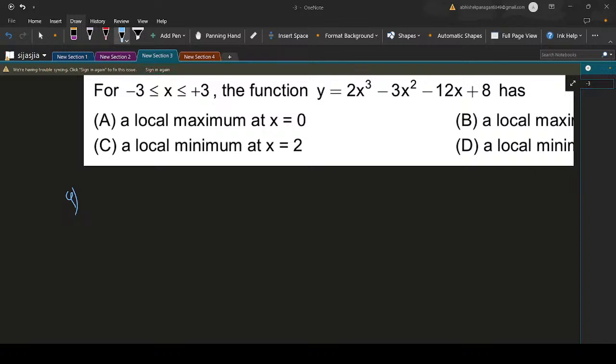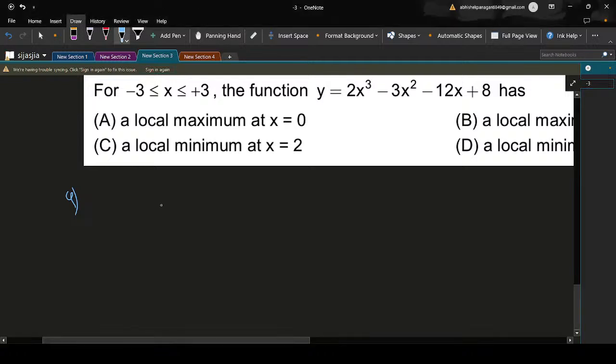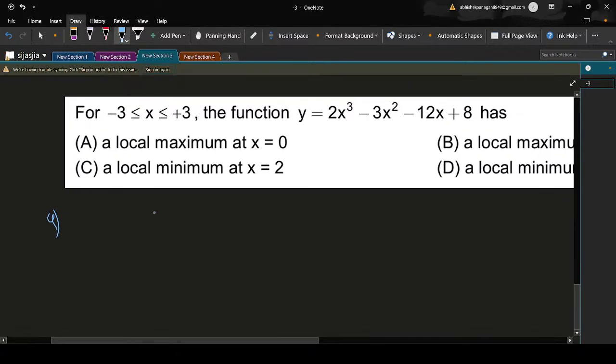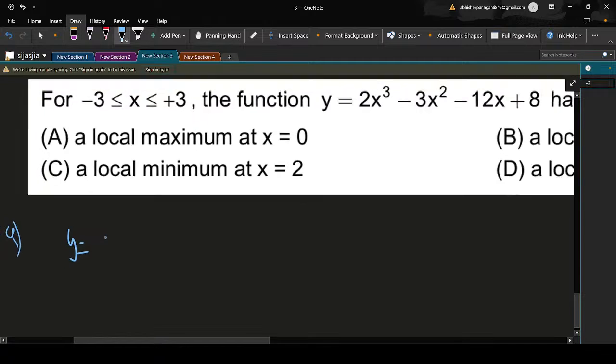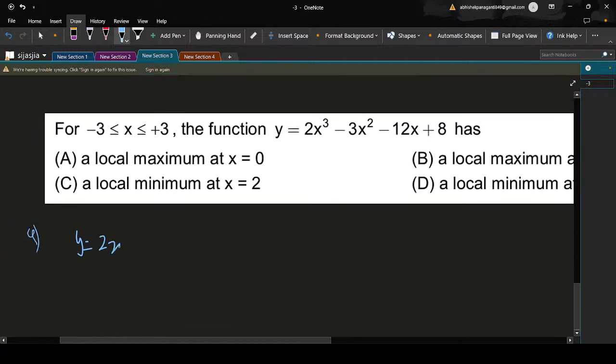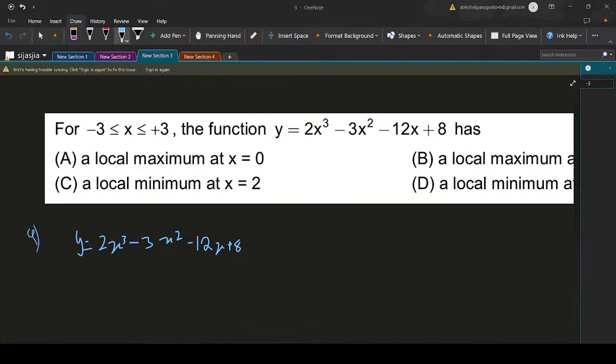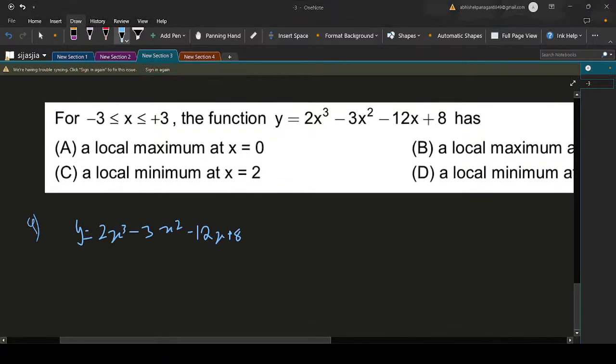The question says that I gave a function and an interval of x lying in some value. So let me write y equals 2x cubed minus 3x squared minus 12x plus 8. This is the function which he has given us, and he asked us what's the local minimum. So before heading to this, let's hop on some music for a good feel.